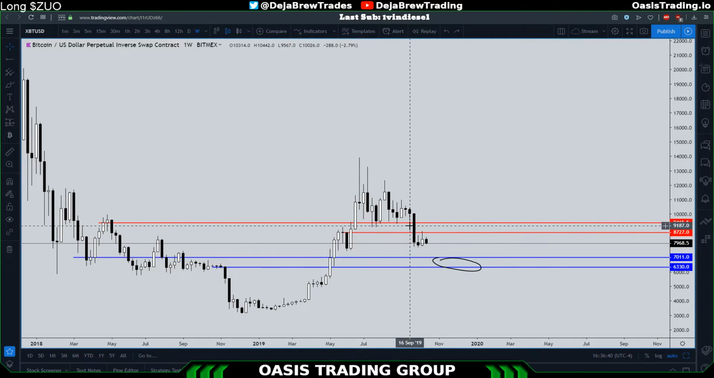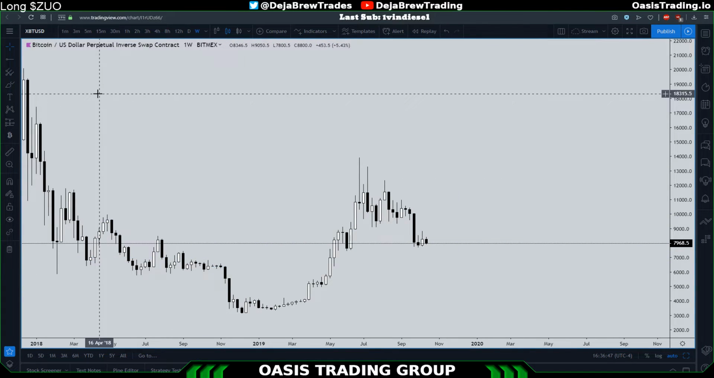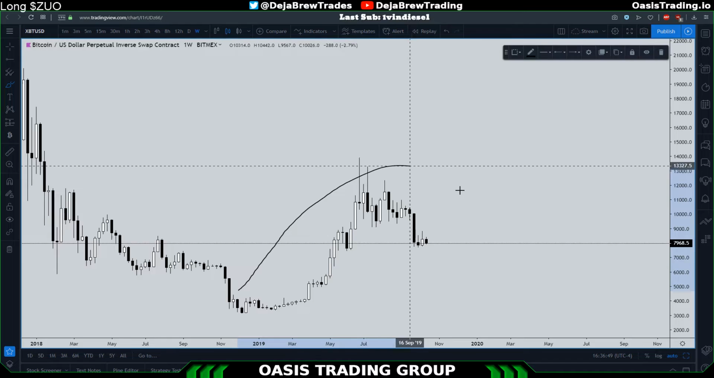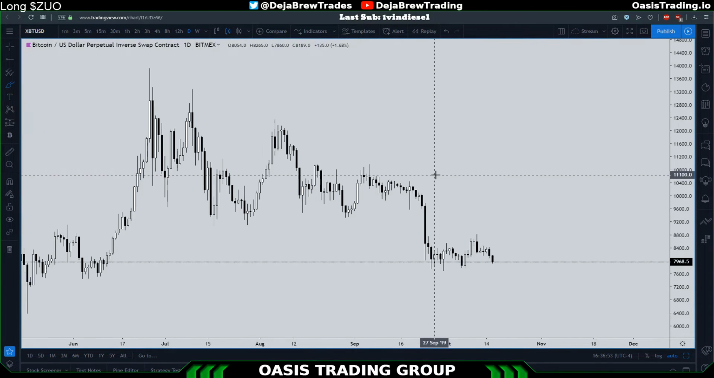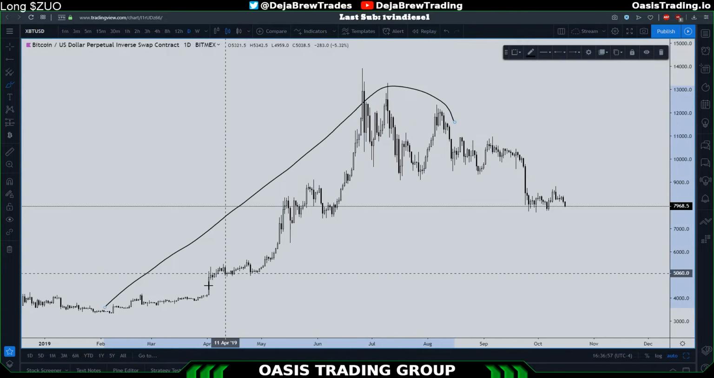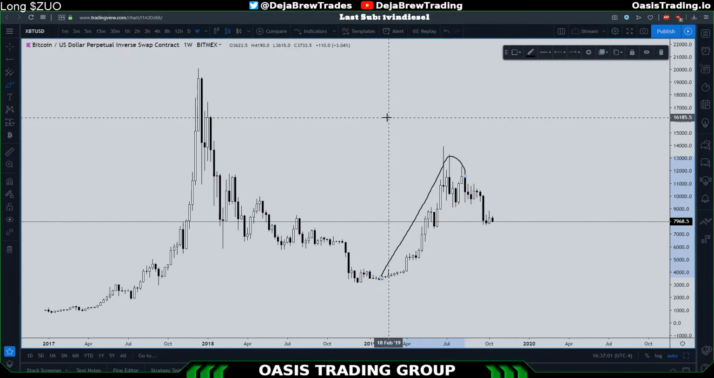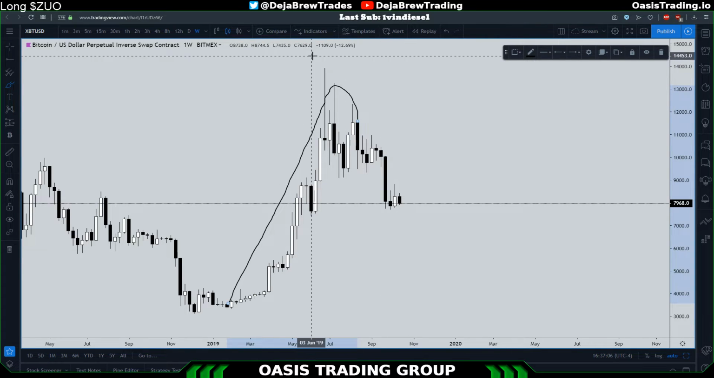So look at this on the weekly. Look at this price action here. Now compare this. Let me delete these levels. Compare this price action to what we just witnessed on the daily. Look at this here. Right? Now look at this on a weekly. What do you guys see?